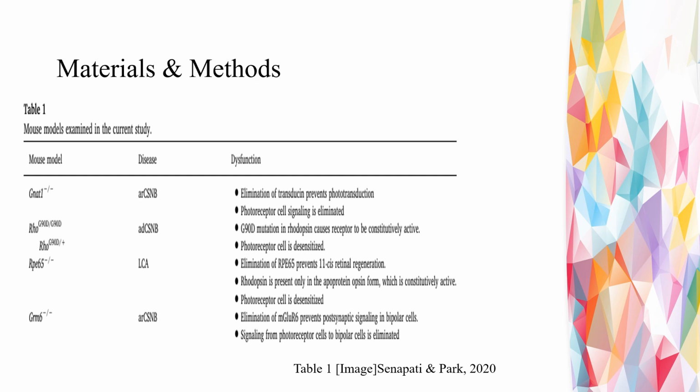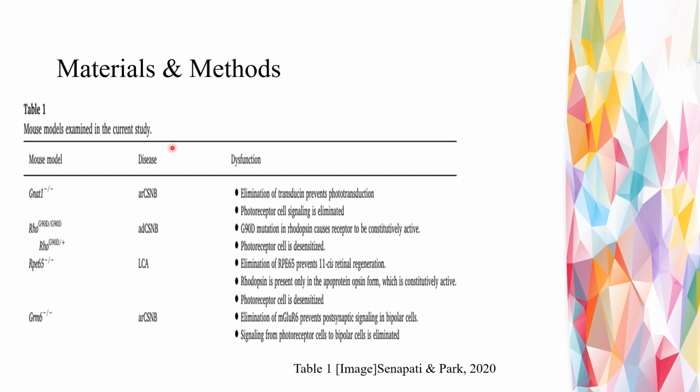In this study, genetically modified mice were used and rod outer segment disc membranes were isolated. Procedures were carried out under dim red light conditions, and 8 to 15 dark mice were examined for CSNB, which means congenital stationary night blindness.